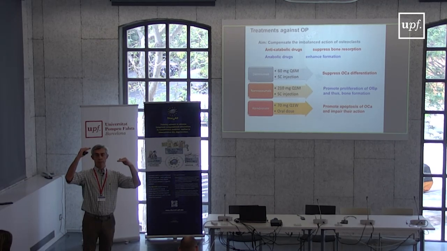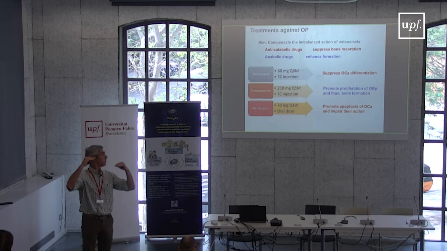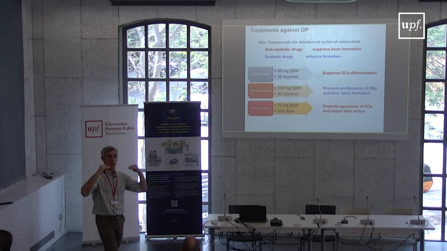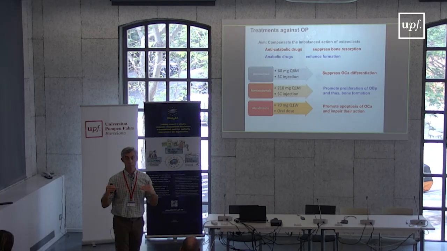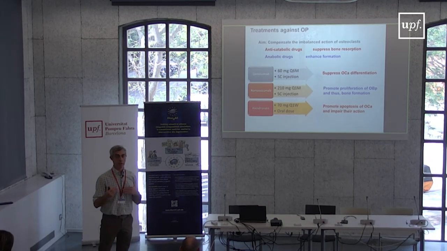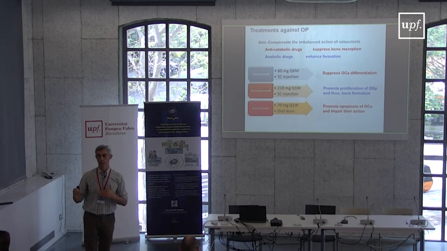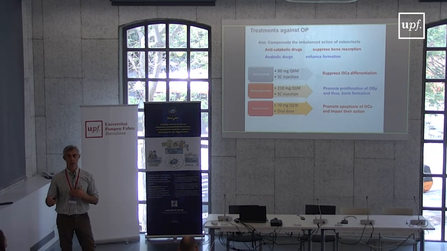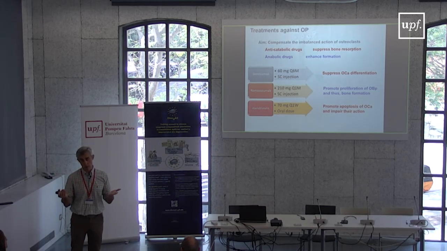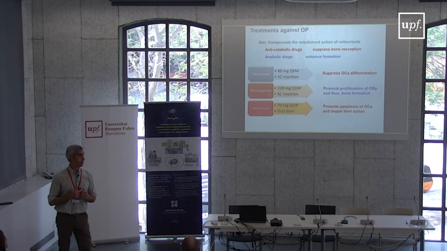Or we can have the same population of osteoclasts, but impaired. That's what bisphosphonates do. They just make osteoclasts dumb, not able to resorb, or they just promote their apoptosis. And denosumab just suppresses differentiation of osteoclasts, so you have fewer osteoclasts. In the case of bisphosphonates, you have the same osteoclasts, but less active.